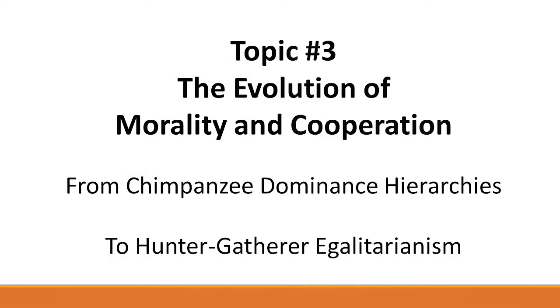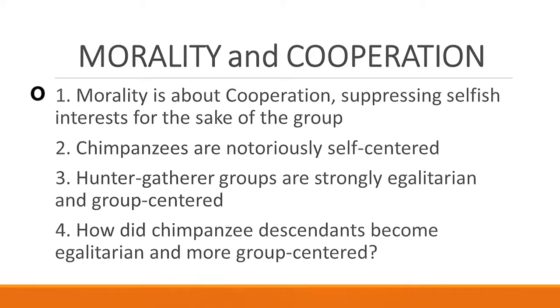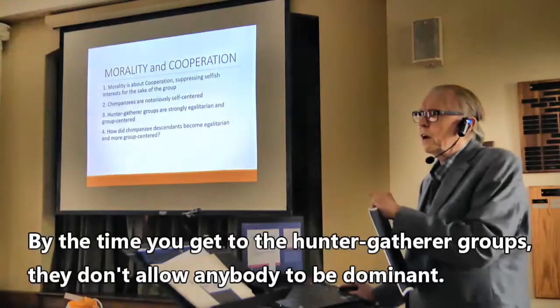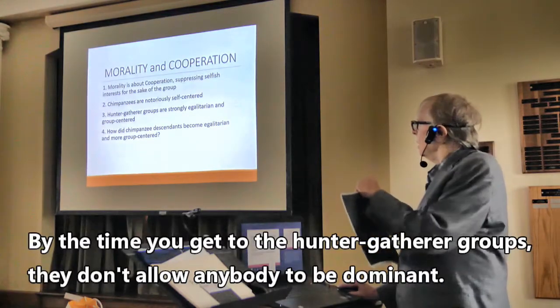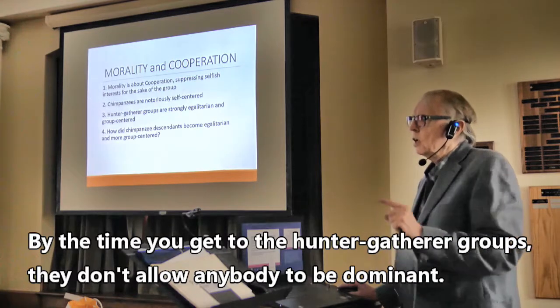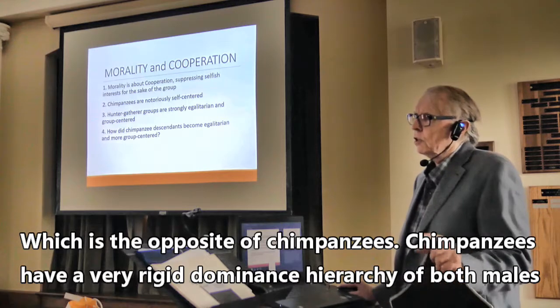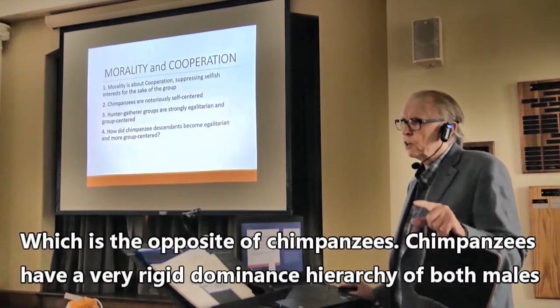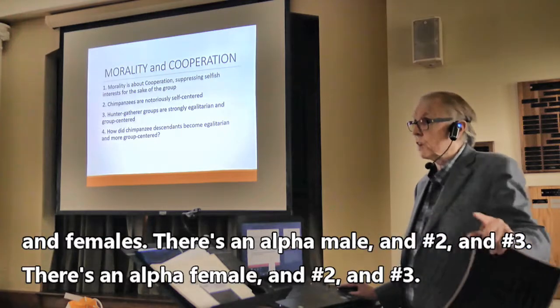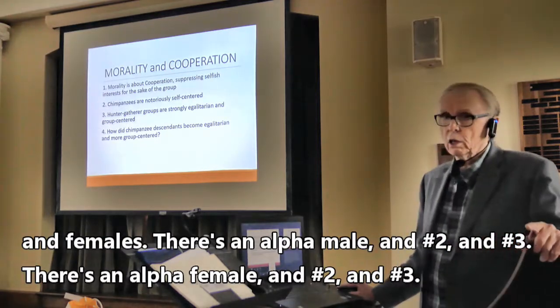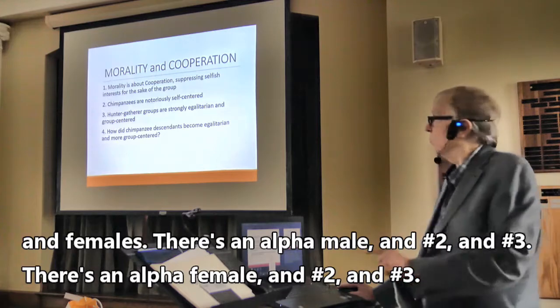Topic 3 was morality and cooperation. Morality is about cooperation, suppressing selfish interests for the sake of the group. Chimpanzees are notoriously self-centered. Hunter-gatherer groups are strongly egalitarian and group-centered. In other words, by the time you get to the hunter-gatherer groups, they don't allow anybody to be dominant, which is the opposite of chimpanzees. Chimpanzees have a very rigid dominance hierarchy of both males and females. There's an alpha male and a number 2 and a number 3. There's an alpha female, a number 2 and number 3.